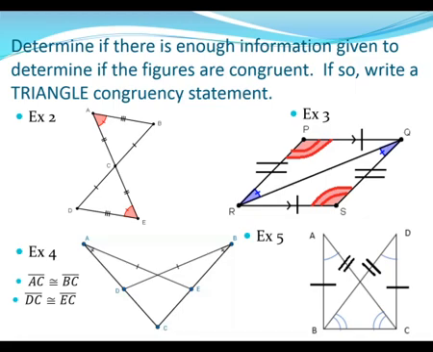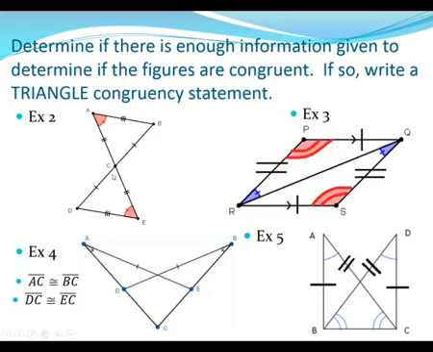Okay, so now we're going to be working on example 2, 3, 4, and 5. Right now, I'm going to show you how to do example 2. So what we're going to do, we are going to determine if there is enough information given to determine if the figures are congruent. So I want to know if my two triangles are congruent, which the way we do that, we must show that all three sides are congruent and all three angles are congruent. And if we can show all three sides and all three angles are congruent, then we're going to write a triangle congruency statement. Okay, so if you'd like to copy down example 2, you can copy it down from here.